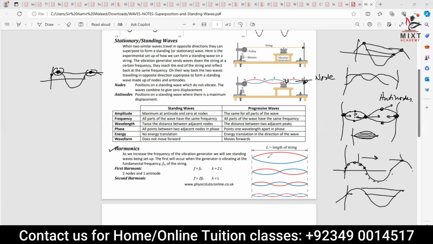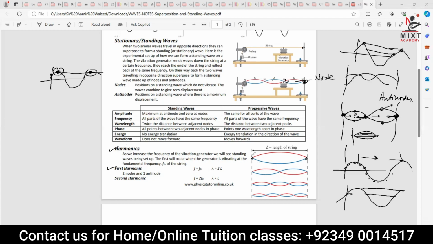So, can I say that this is your length L, the length of a string? As we increase the frequency of the vibration generator, we will see standing waves being set up. The first will occur when the generator is vibrating at a fundamental frequency. Now, this is very important. You will have one node and one antinode forming the first harmonic. First harmonic means when there will be a single wave generated.